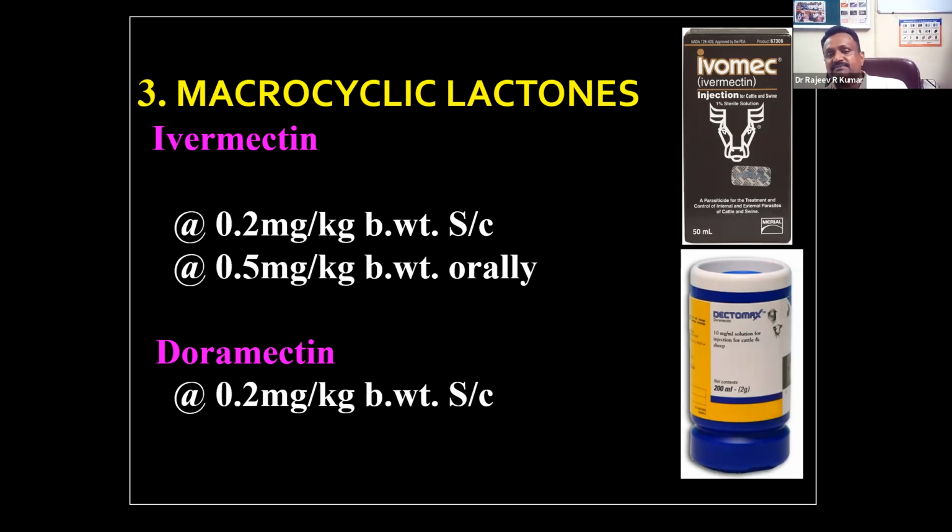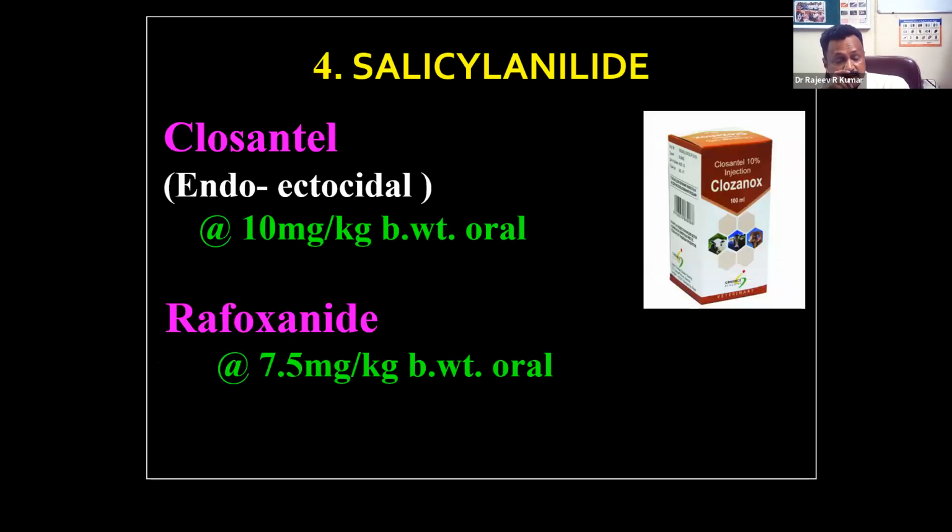It has been scientifically proven that the injectable formulation of ivermectin is capable of protecting the animals for up to 2 months. That's why we can say that it is a drug of choice nowadays. The fourth group is salicylanilides. In this group, there is one drug, closantel, and another is rafoxanide. Closantel is used at 10 mg, rafoxanide at 7.5 milligram per kg, both orally.